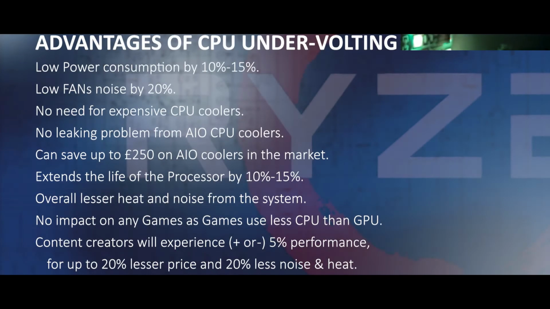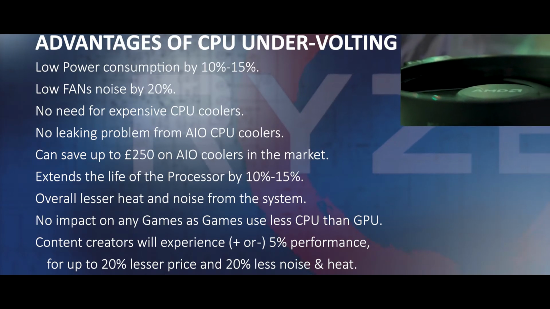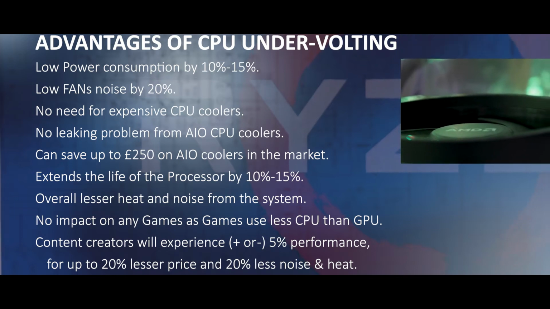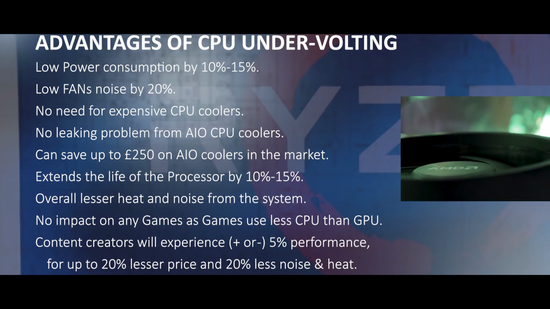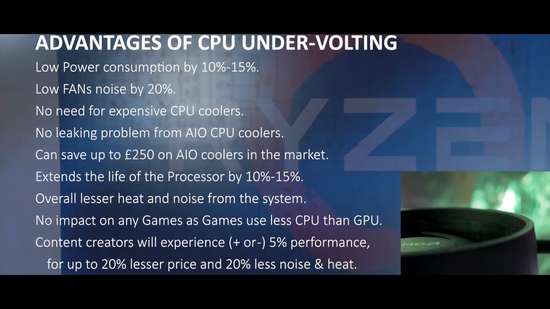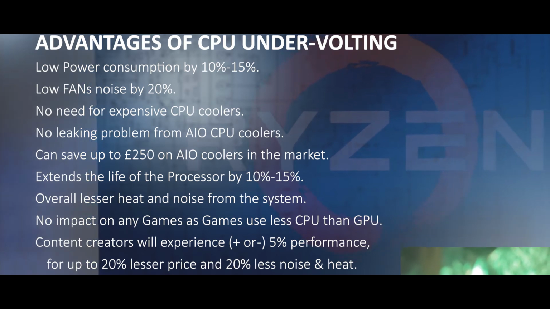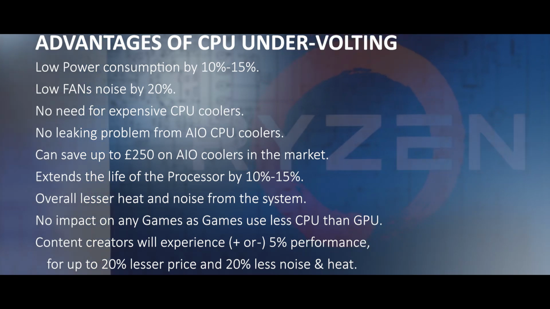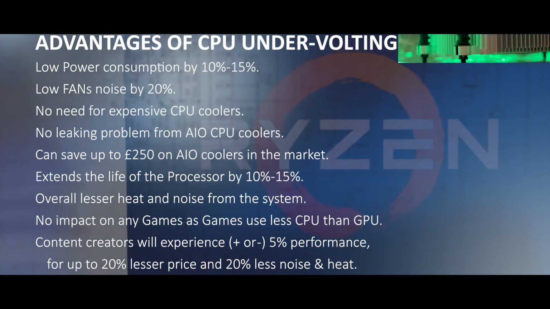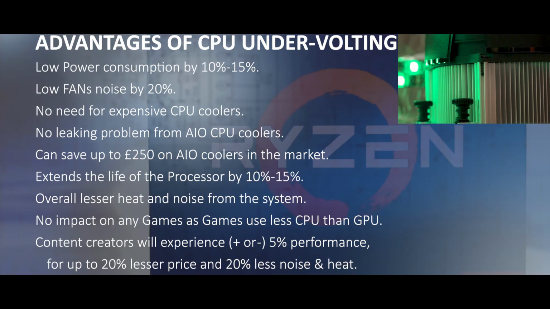Advantages of CPU undervolting. It has quite a lot of advantages like low power consumption by 10% to 15%, low fan speed by 20%, hence 10% to 15% lesser fan noise. No need for expensive CPU coolers. No leaking from AIO third-party CPU coolers. Can save up to £250 on AIO or third-party coolers in the market. Extends the life of the CPU by 10% to 15%.